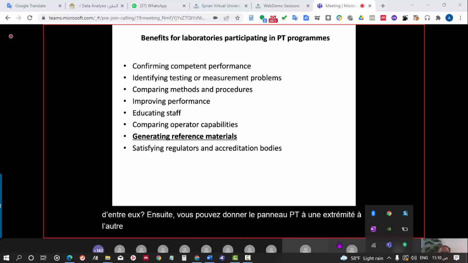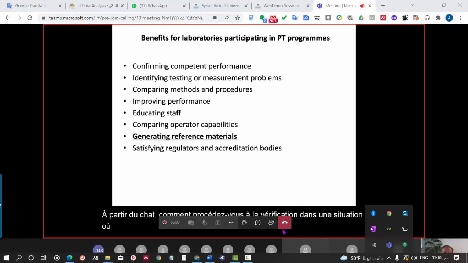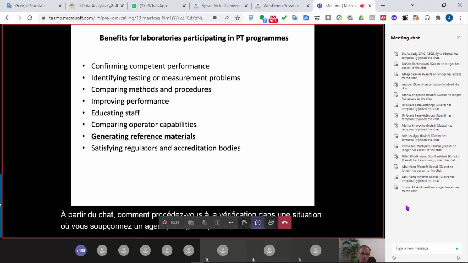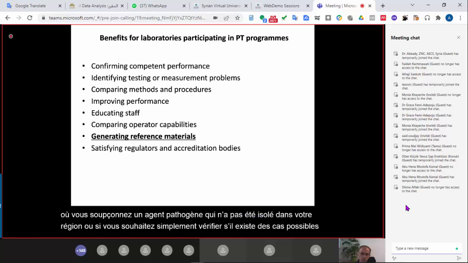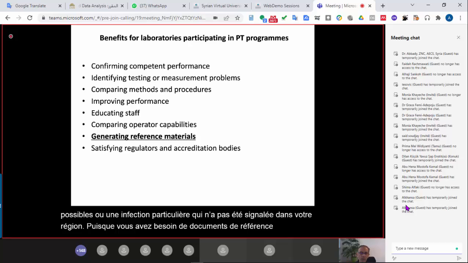And now I'm going back to a question of Temitope from the chat. How do you proceed with verification in a situation where you suspect a disease agent that has not been isolated in your location, or you are just interested in checking if there are possible cases of particular infection that has not been reported in your area, since you require in-house reference material that you don't have for the verification?